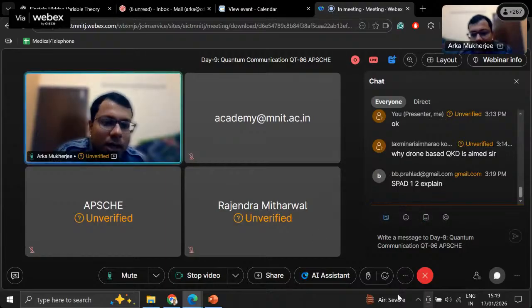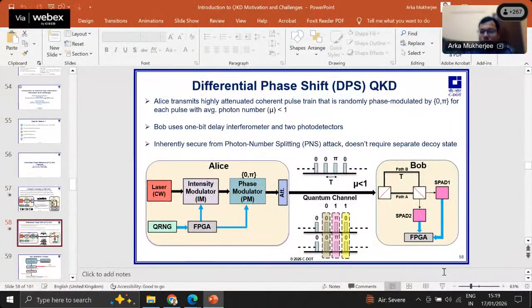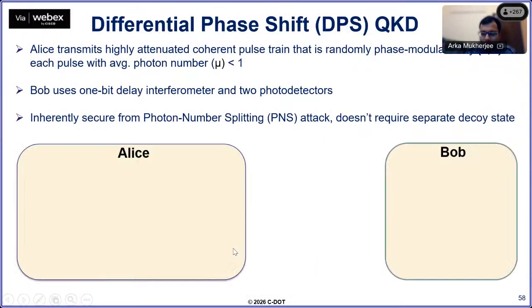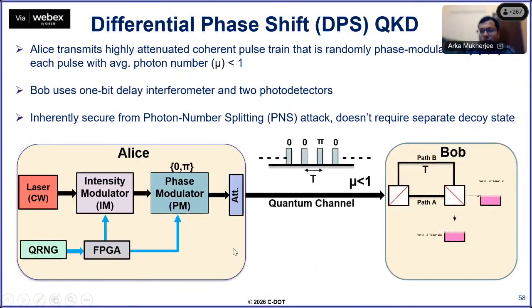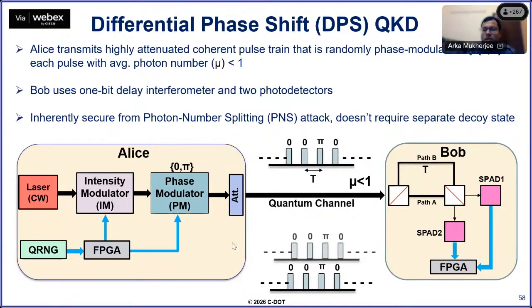Okay, so someone is asking about SPAD 1 and 2. You can see that in a delay line interferometer, there are two ports. One is responsible for constructive interference, and one is responsible for destructive interference.